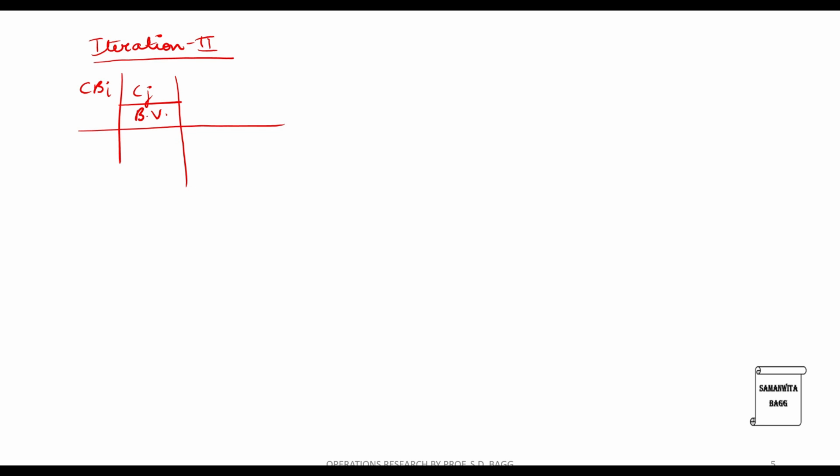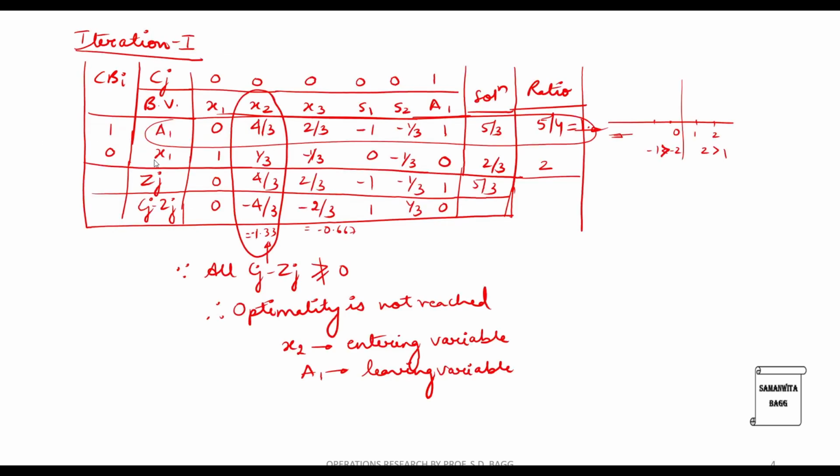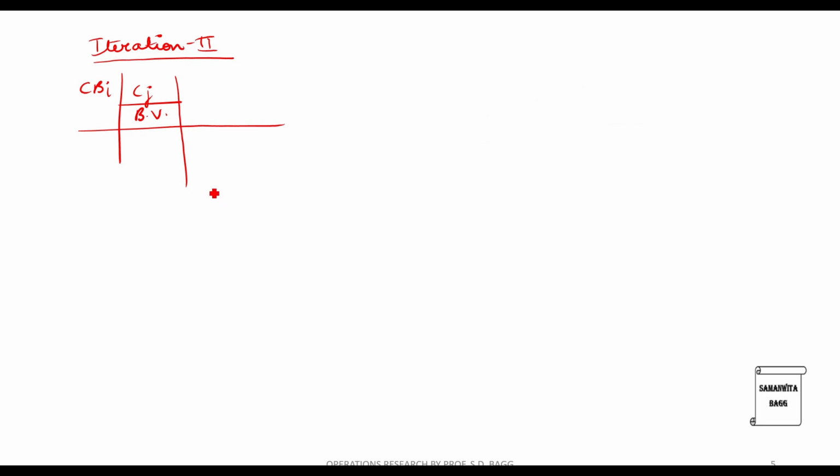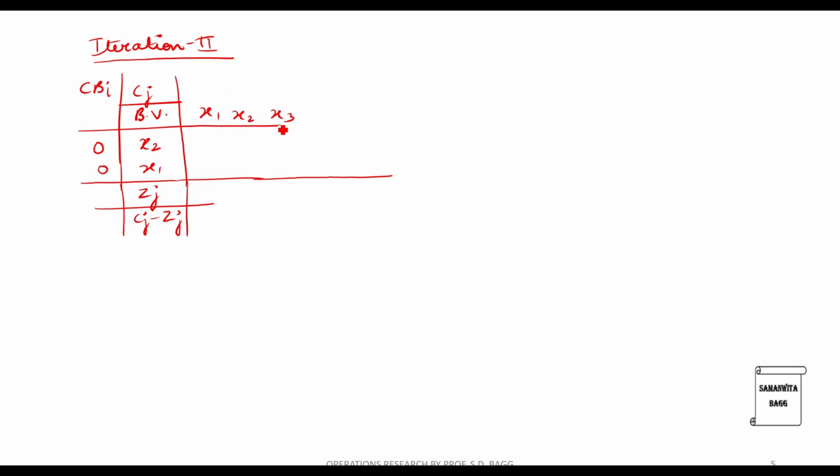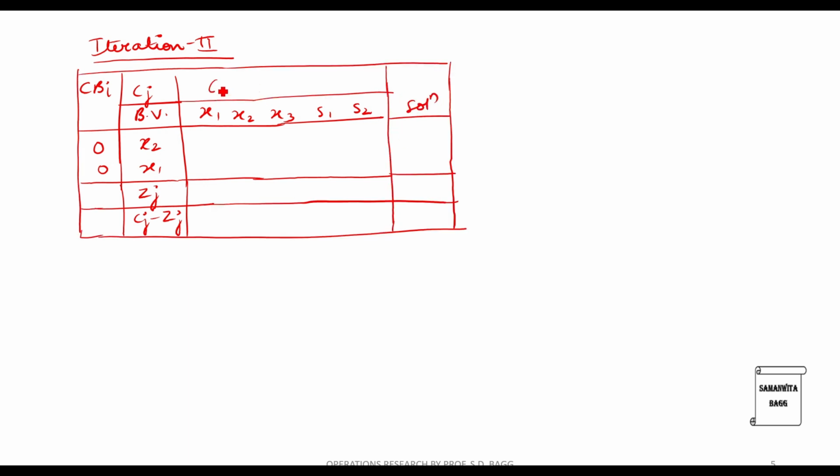Here instead of A1, I'll write X2. The value of these variables' coefficient in the equation of W is 0. Here I'll write x1, x2, x3. Then I have s1, s2. a1 and a2 have left the solution. Also we'll write this 0, 0, 0, 0, 0.